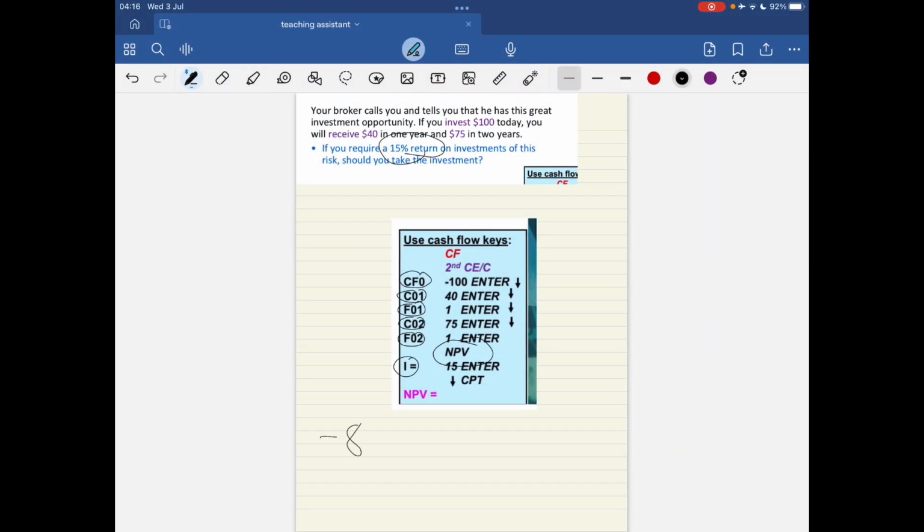So minus 8.5066 is the NPV. And because this NPV is smaller than 0, we reject the investment, as I have explained.